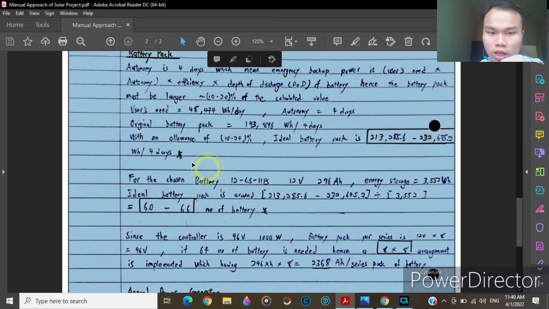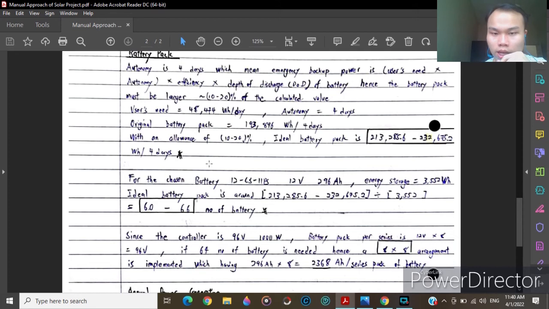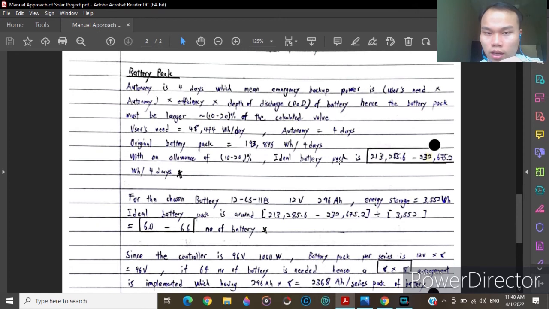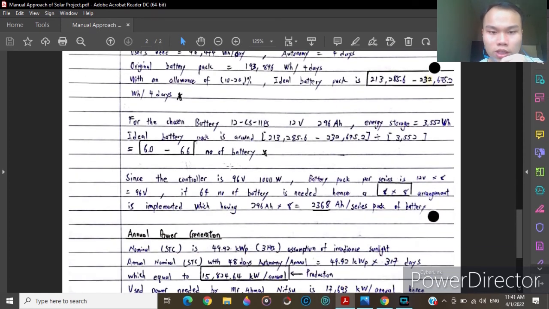Because Mr. Nasu is 48k, he's going to use 48k per day. So with a 10 to 20% allowance is much better for him, because there will be losses in the system generation, the efficiency, and the depth of discharge of the battery.